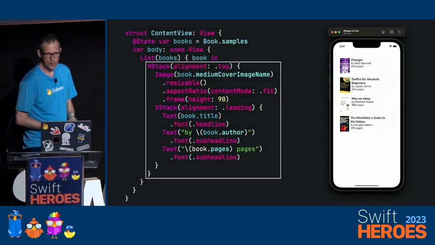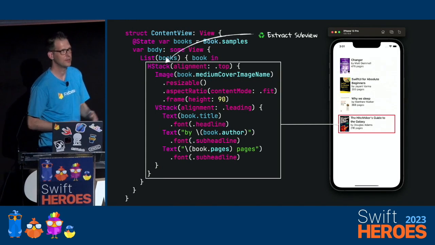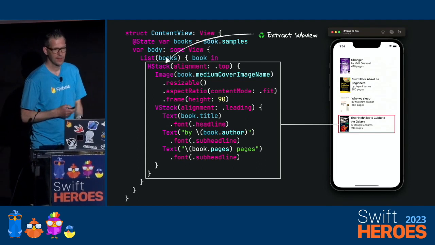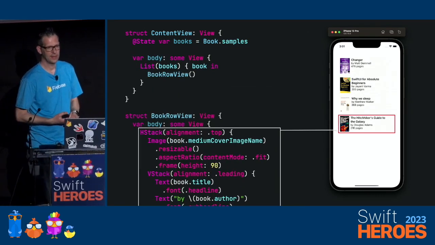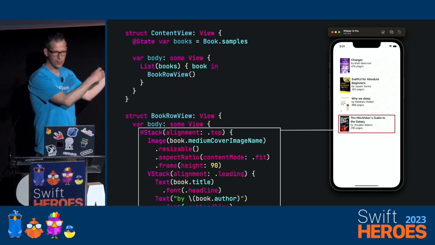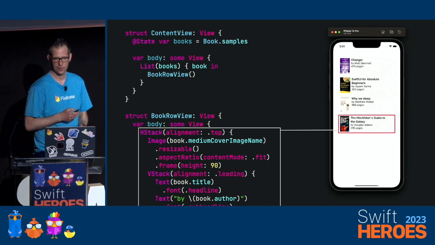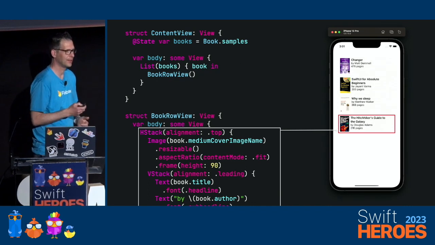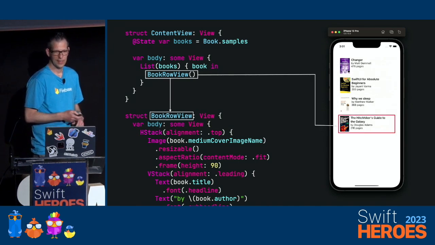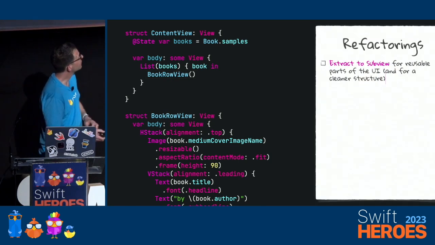So let's first take this H-stack and bring it into its own component by using the extract subview refactoring. And that's actually a built-in refactoring. So we'll do that, and then we will have a separate view, which is called BookRowView, which is being used in the list. So that looks great, but if you look very sharply, you will see that there is a problem, which you will see in a moment after we fill our checklist here.